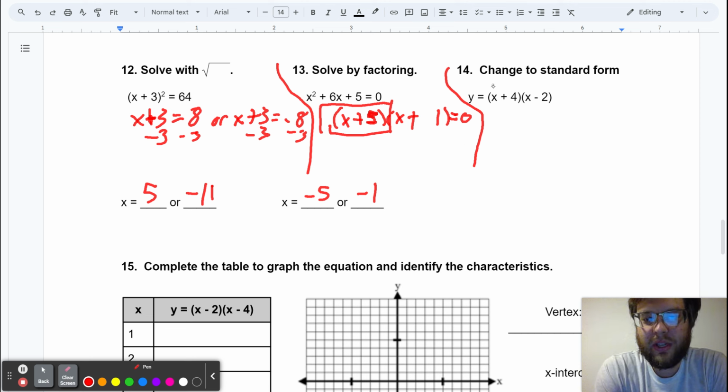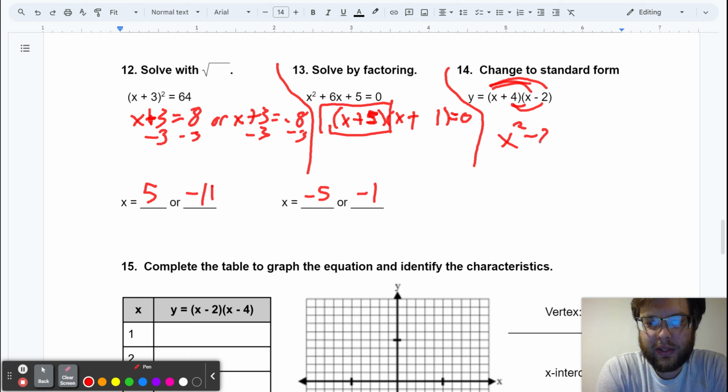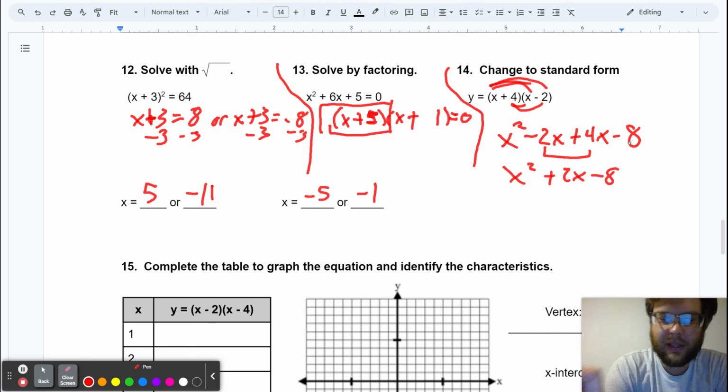On number 14, we're changing it to standard form, so we're just going to multiply it out. If you want to draw the box, you can draw the box. Or you can just distribute: x times x, x times negative 2, x times 4, 4 times negative 2. Combine your like terms in the middle to get x squared plus 2x minus 8. That's standard form.